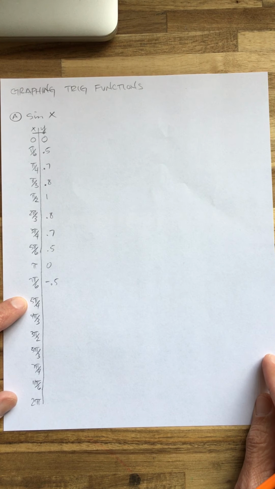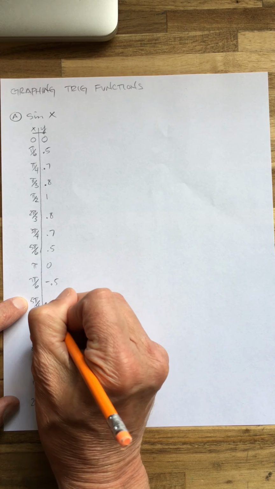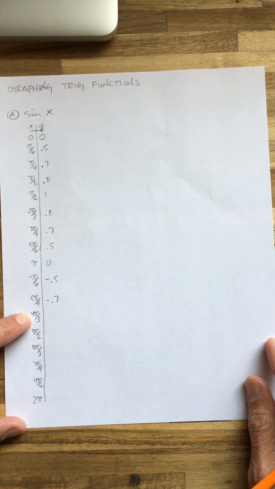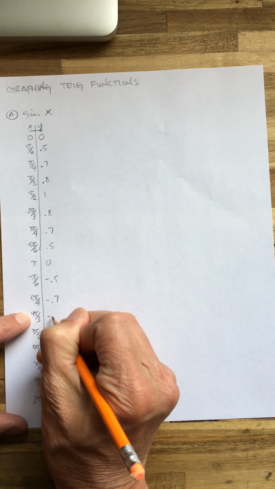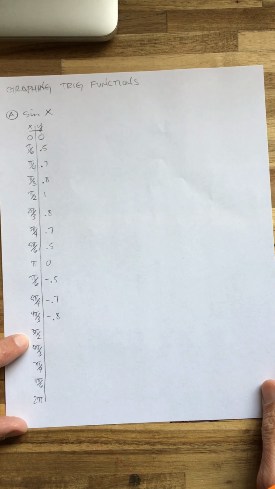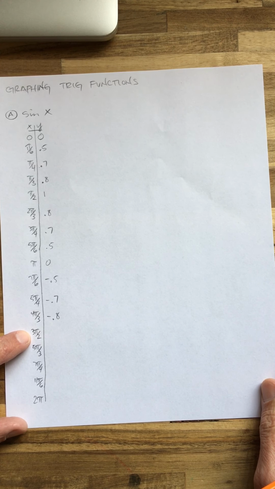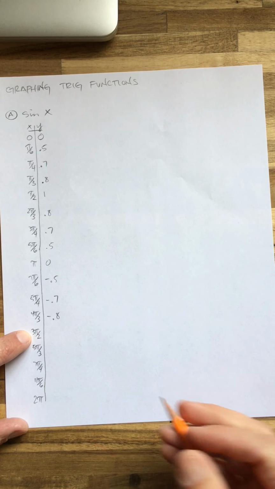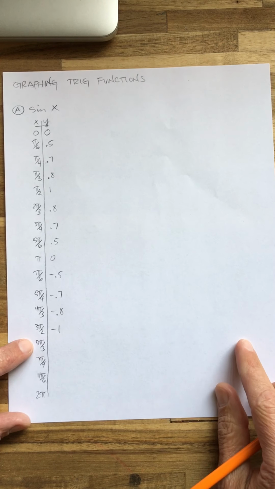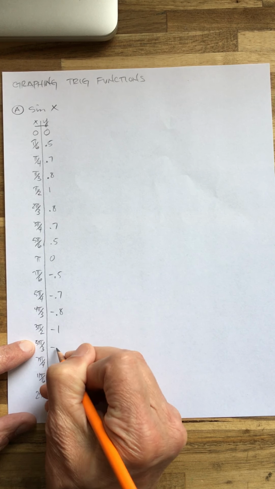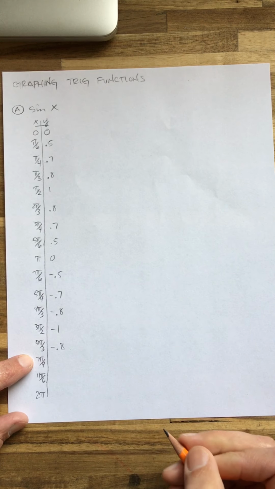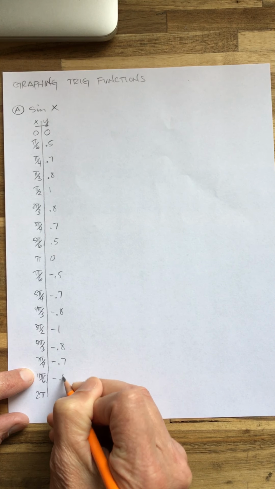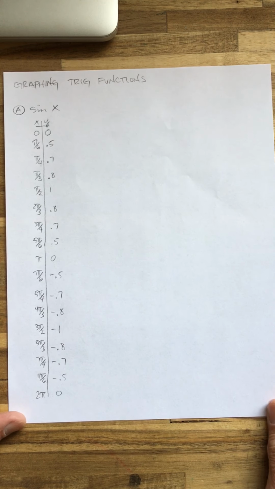And then what about this guy? Should be negative radical 2 over 2, so negative 0.7. This guy right here should be negative radical 3 over 2, which is negative 0.8. The sine of 3 pi over 2 should be -1. Take the sine of 5 pi over 3, should be negative 0.8. I don't know if you're noticing a pattern here, but I don't even have to think about it anymore. It's negative 0.7, this guy is negative 0.5, and then this guy is 0.